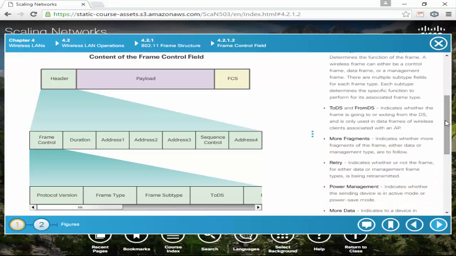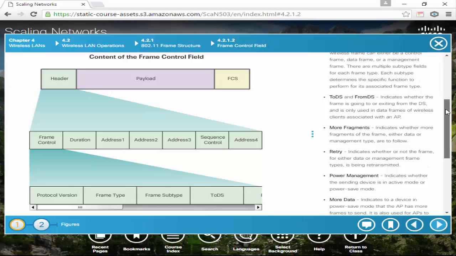ToDS and FromDS indicate whether the frame is going to or exiting the DS and are only used in the data frame of a wireless client associated with an access point. Alright, so now you're asking, from DS, to DS, what the heck's the DS? That just means distribution system. Okay, so that's what's going on there. Let's see what else we have.